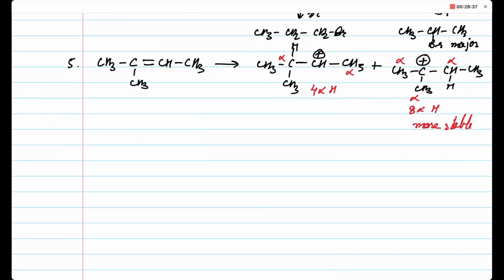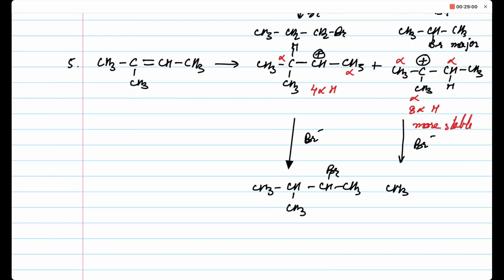Considering this to be more stable, we find that if we react this one with Br minus here, and this one with Br minus here, we are going to get the compound CH3, CH, CH3, CH, Br, CH3, and here we are going to get CH3, C, CH3, CH2, CH3, Br. This would be the major compound because it is formed from the more stable carbocation.